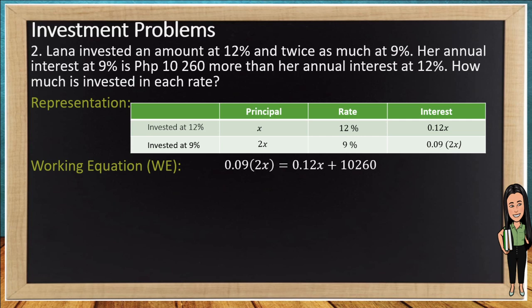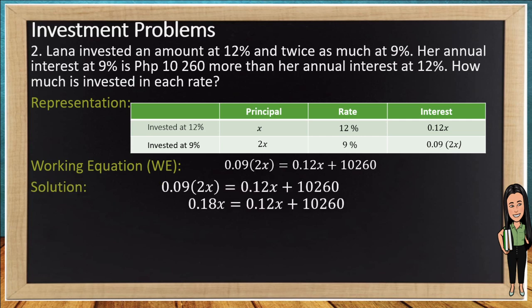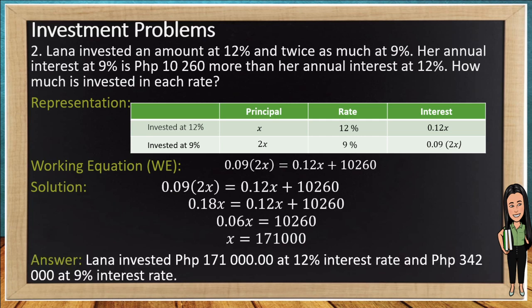Okay? How much is invested in each rate? Let us now solve for the variable. Solving for x, we have 171,000. Yun yung invested at 12%. And yung invested sa 9% is 342,000 pesos.